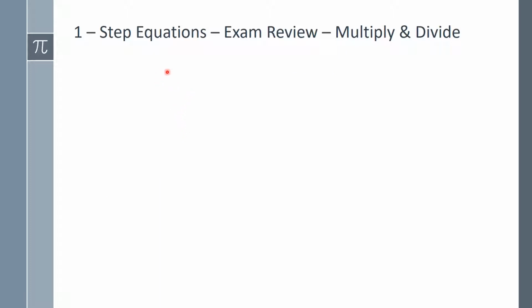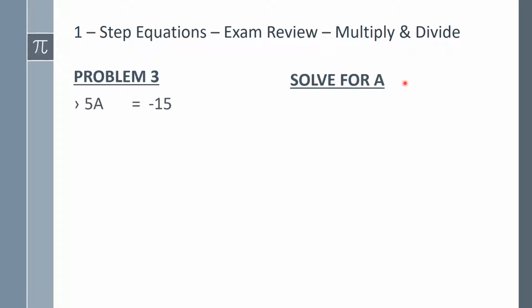All right, here's problem number 3 in our exam review. And notice that in the first two problems, we used addition and subtraction. But let's look at the left side of that equation here. I've got 5a. And so remember, that's not 5 plus a, that's not 5 minus a, it's not 5 divided by a. That's 5 times a. So we're going to use multiplication and division on these problems.